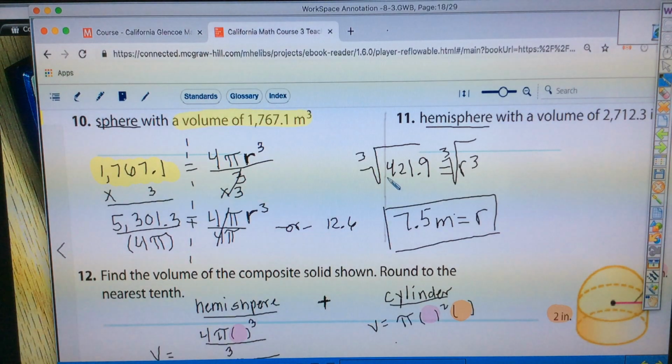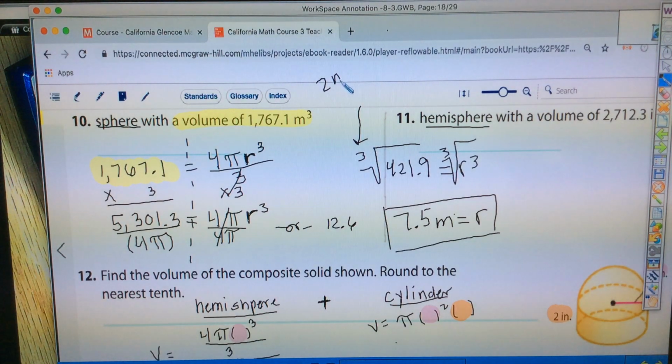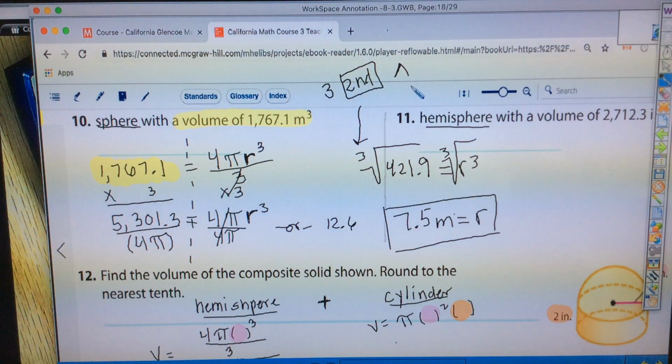Okay, and just as a reminder for this, because I know it's been a while, second function, actually, sorry, I'm going to back up. Got to hit the 3 first, then second function, and then the to the power of button. Oops. And then go ahead and enter the number inside of the radical symbol. In this case, 421.9. Okay.